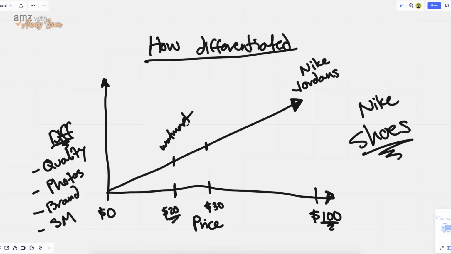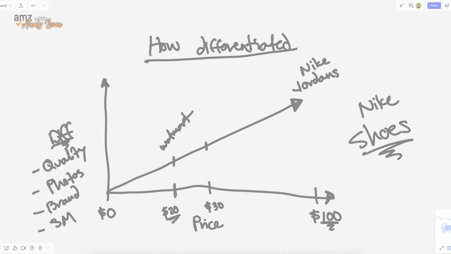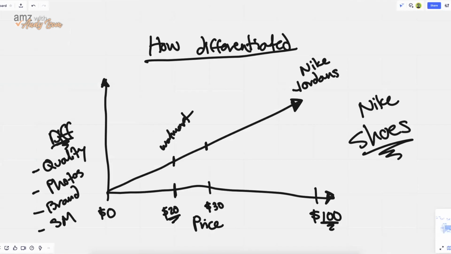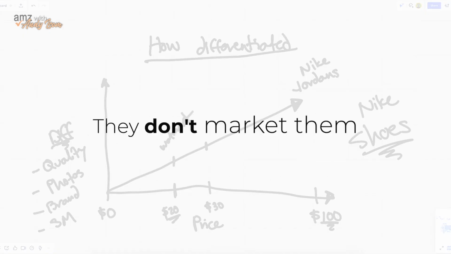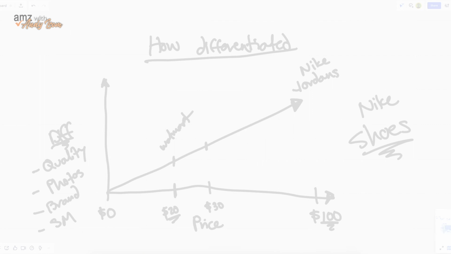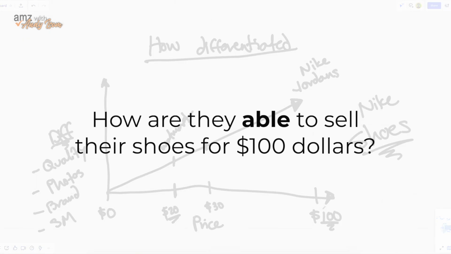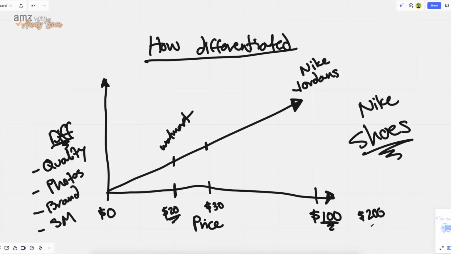So think about the Walmart shoe. Do you ever see ads for shoes at Walmart? No, I never have. I don't see an ad on Instagram that says, buy these Walmart shoes, they're $7.99. They don't advertise or market them. They don't have really fancy photos. They're made of the cheapest materials, cheaper foam, cheaper fabrics. Everything is cheaper about them. That's how they're able to sell them for $20. Whereas Nike and Jordan, how are they able to sell their shoes for $100? Or honestly, with Jordans, more like $200. How are they able to sell shoes for that much?